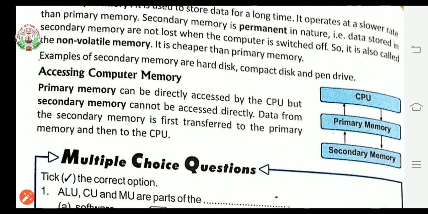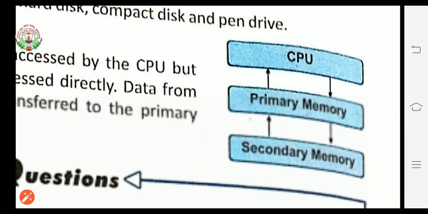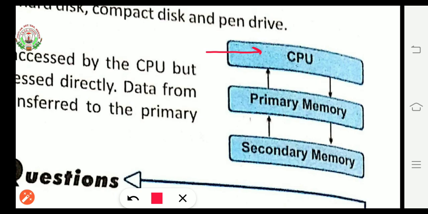Whenever you want to access any data from the secondary memory, first that data of secondary memory will be transferred to primary memory and then it will be transferred to the CPU. Now let's understand with the help of this diagram here. Here we are having the CPU. Now first it is showing if you want to access any data from secondary memory, how it will work.